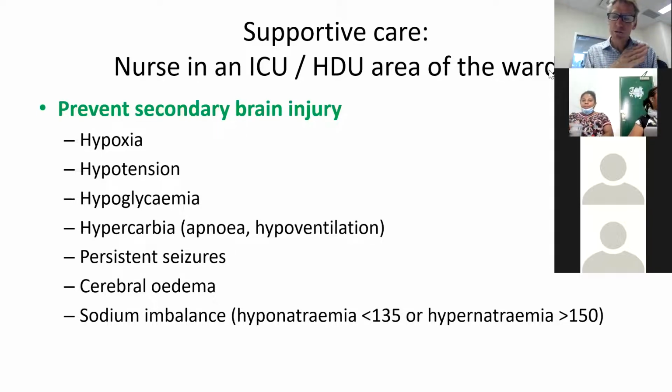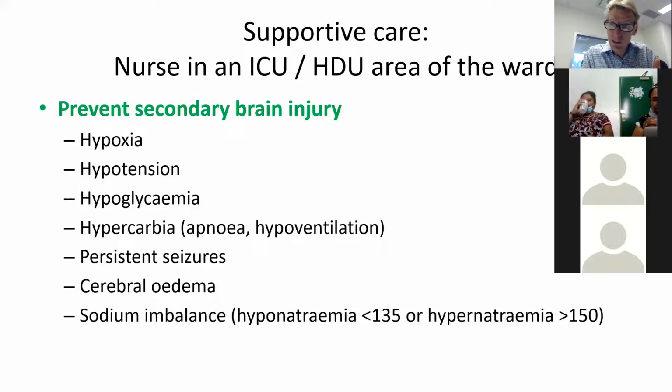That's our job when a child comes into the ward, to treat their underlying problem, but also prevent any secondary brain injury. And the causes of secondary brain injury are these. So hypoxia, of course. If a child comes into the ward with severe respiratory distress and they're hypoxic, and they've got meningitis, then that can make their brain injury much worse. So we have to correct their hypoxia.